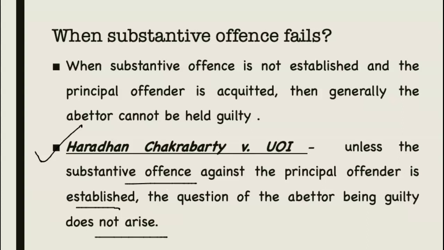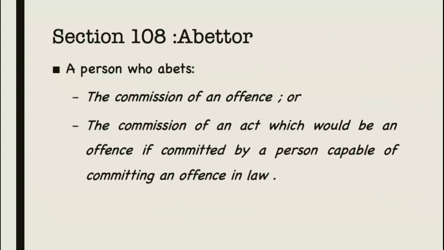After understanding section 107, let's move forward and understand section 108, which defines who is an abettor. When you read section 108, it basically states that a person is an abettor who abets the commission of an offense, or the commission of an act which would be an offense if committed by a person capable of committing an offense in law. So in this you have two components. A person will be an abettor who himself abets the commission of an offense, or secondly, who abets the commission of an act which will be an offense if committed by a person capable in law of committing the same.